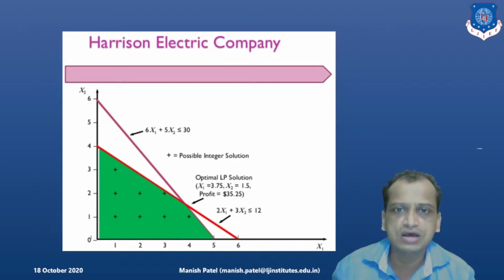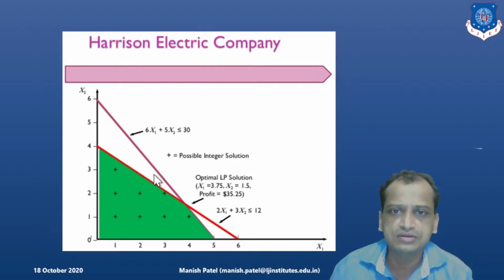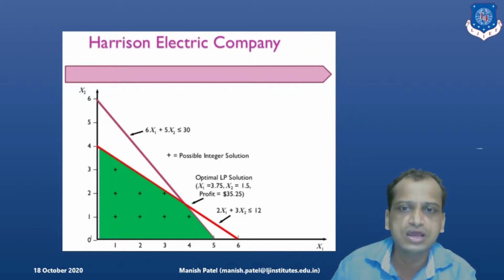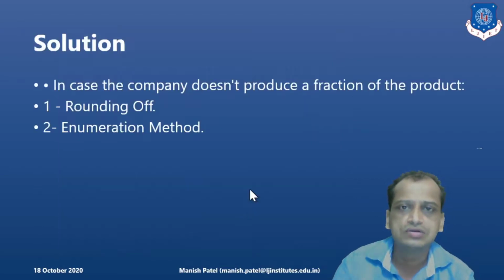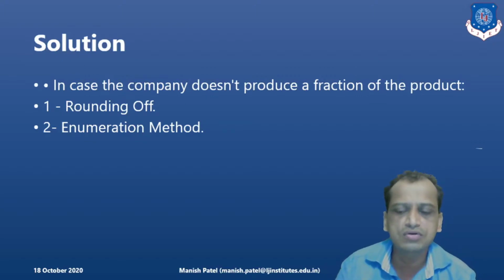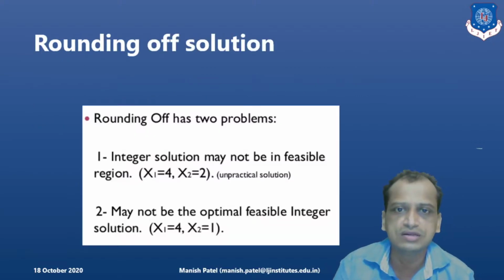When we plot this graph, this is the feasible region. We got the optimal linear programming solution as 3.75 and 1.5, which is not feasible because you cannot have chandeliers as 3.75 and fans as 1.5. So what is the solution here? We can do the enumeration method or the rounding off method. The rounding off method will not provide you the answers. If you round off x1 to 4 and x2 to 2, that is an impractical solution for the company.